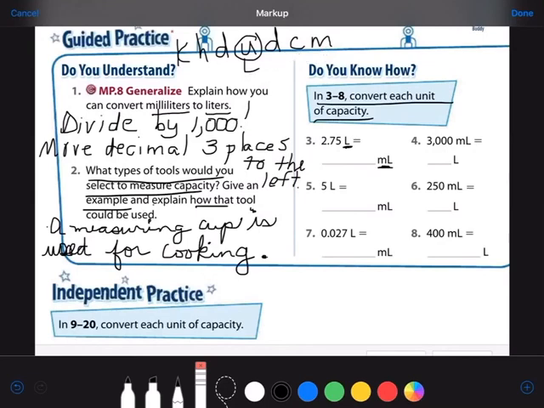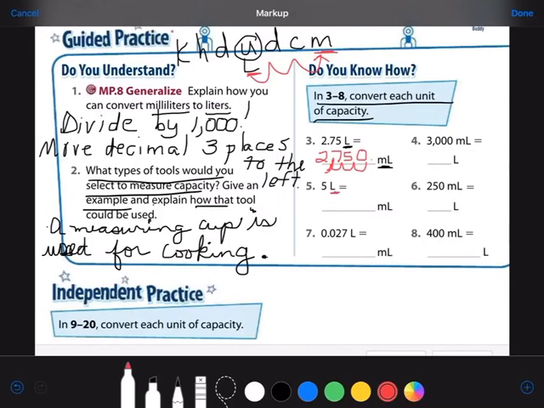Okay? So if we're doing that, let me get my red color. Come up here to the top. We're going from liters to milliliters. That's 1, 2, 3 jumps to the right. So when I move this decimal, I'm going to be moving it. Here's my 275, right? The decimal started here by the 2, and it goes 1, 2, 3 to the right. Now my decimal's over there. That's 2,750 milliliters.